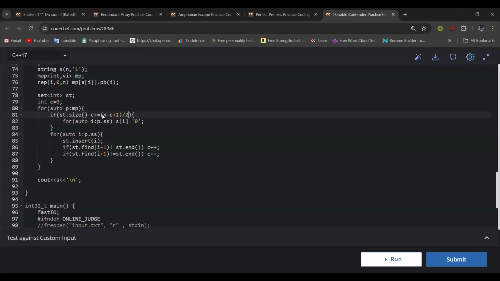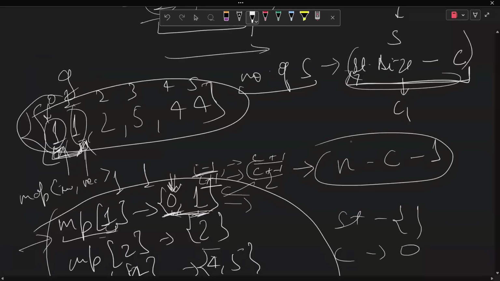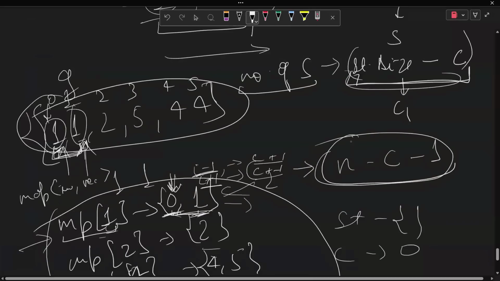Okay, sorry, one thing I missed here. The count of C2 was not this. You had to do minus C1 also here. This thing was the size of my reduced array. From that, when you reduce the smaller elements, you would get the number of greater elements.